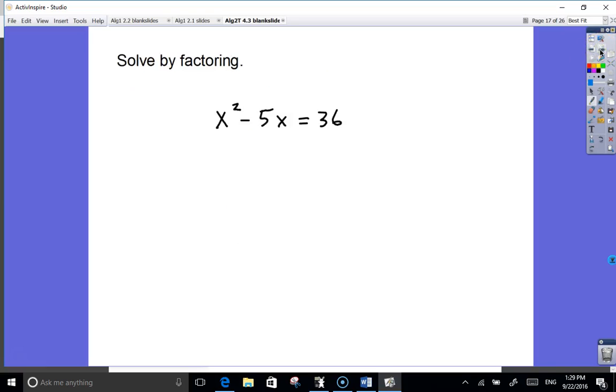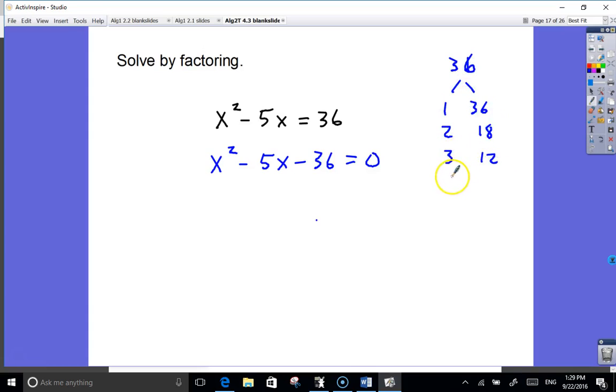Okay, so solve by factoring. Again, it's not set equal to 0, so let me subtract 36 from both sides. Right, if it was a positive on the right, it's a negative on the left. And then now let's factor it. Right, 36 could be 1 times 36, 2 times 18, 3 times 12, and 6 times 6. Since the middle number is negative, it must be that the bigger of the two is negative.